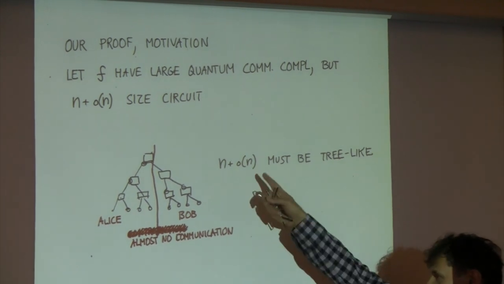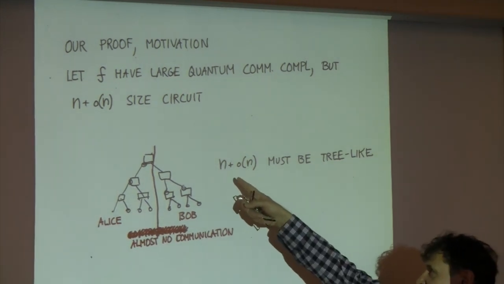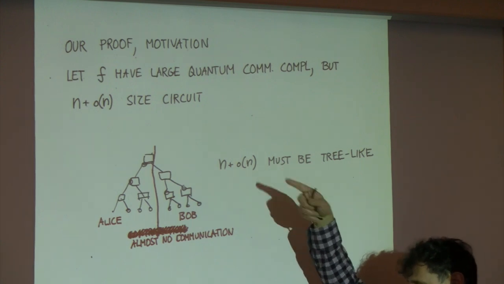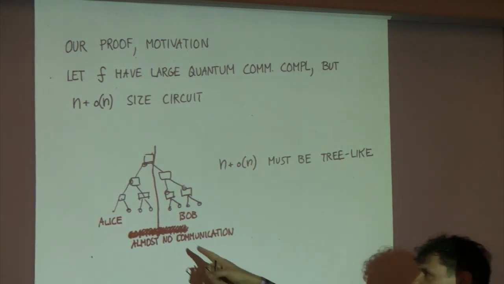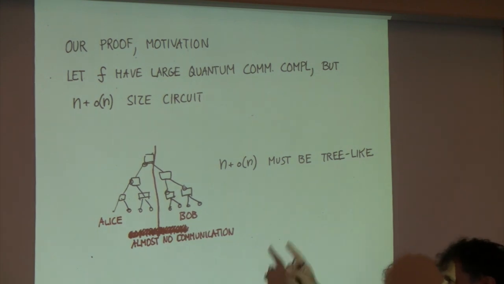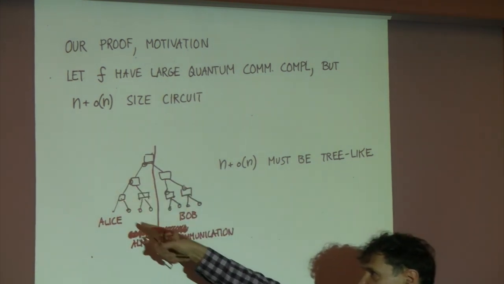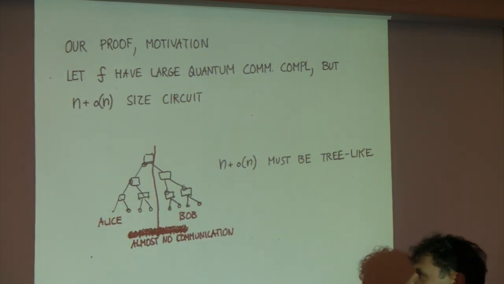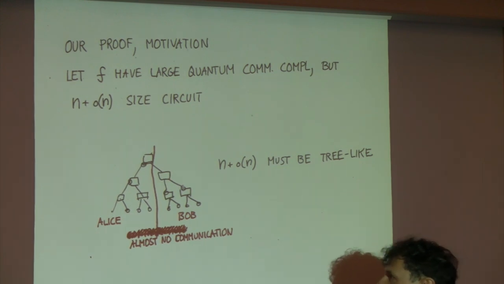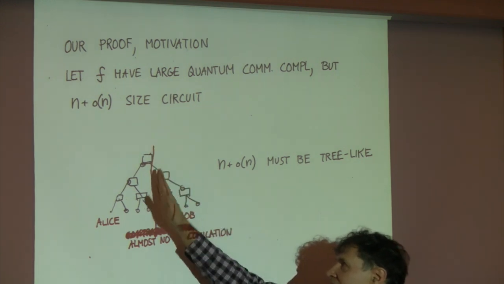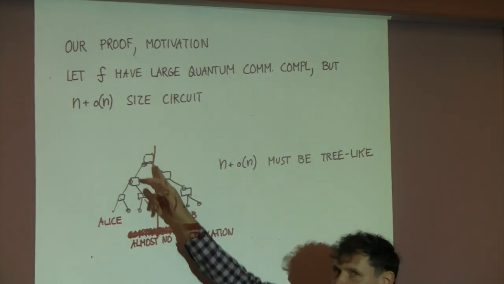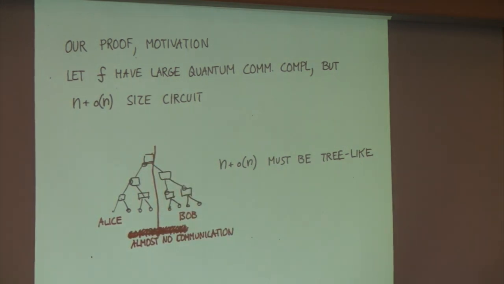So let's assume that your circuit has, instead of 1.2 times n, just n plus a small number of gates, so it means that your circuit is almost a tree. If it's almost a tree, you can cut it in half in such a way that only a small amount of information goes through the cut.